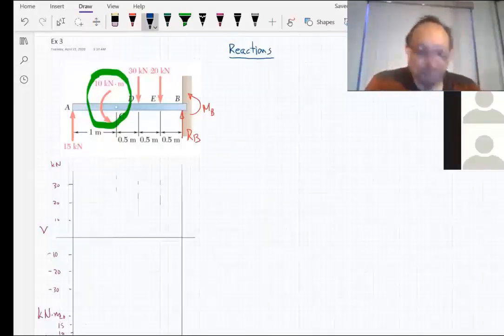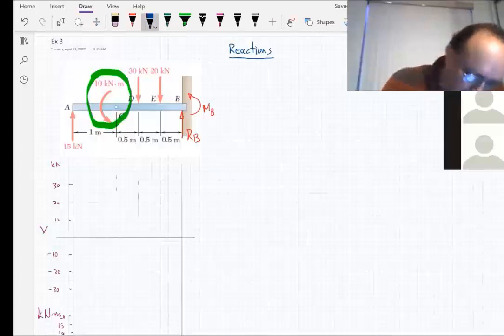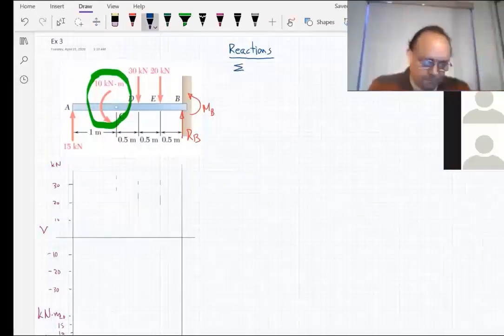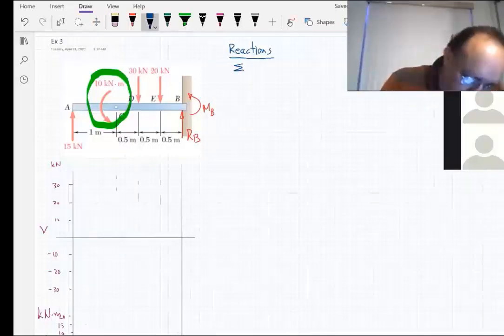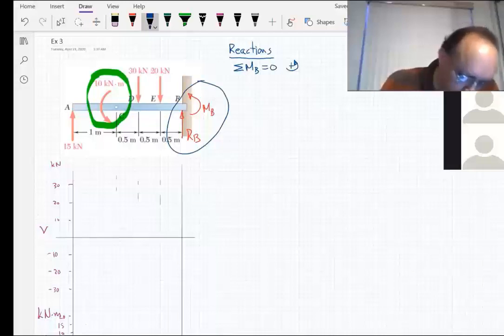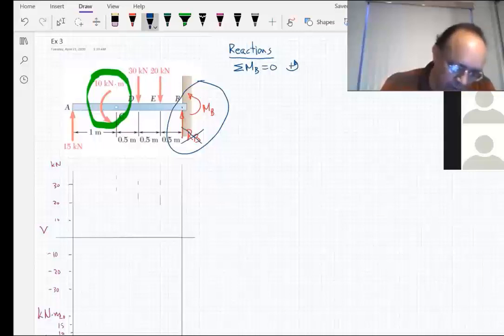Anybody? Any suggestions? Summations of what? Moment at B. That's a good suggestion. Moment at B equals 0. We're going to say positive this direction. Why is moment at B a good suggestion? Because your unknowns are two reactions. If you do moments at B, you eliminate RB and you solve for MB, right? That's what we're going to do.